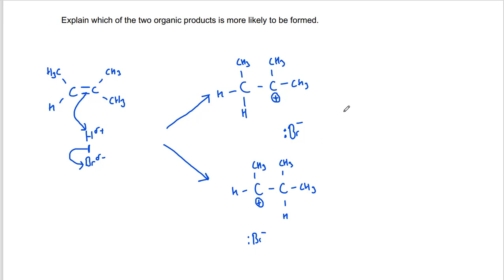And then we do the final step of the mechanism. Funny thing is about these mechanisms, this mechanism only has 3 arrows. We've already done 2 of them, this one and this one, always the same. And the third arrow is always the same as well. We need to draw an arrow linking the bromine to this carbon because the bromine is going to attach.